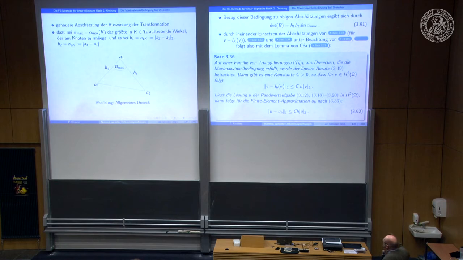So the new theorem is, if we have in 2D a family of triangulations made out of triangles, fulfilling the maximal angle condition, we use the linear ansatz. Of course, we have heavily used that the functions are linear. What about quadratic ansatz? We have no idea. Then we can estimate the interpolation error in the one norm by c times h times the 2 semi-norm. So that is what we would like to see. And because of this, we have the corresponding error estimate for the finite element error.